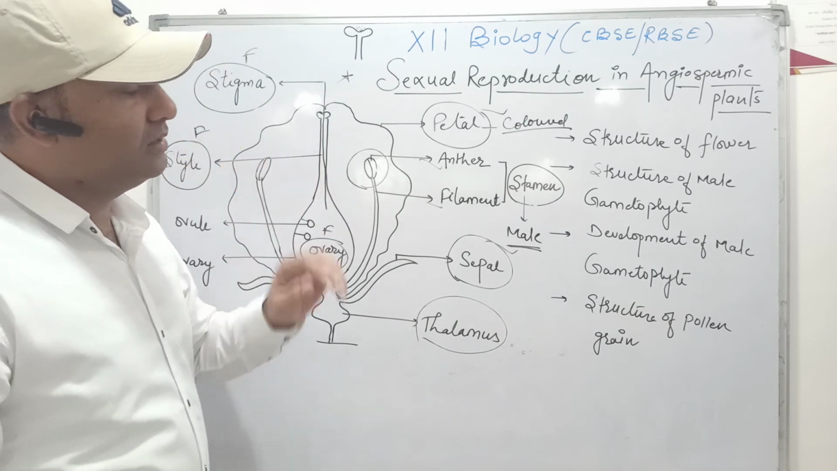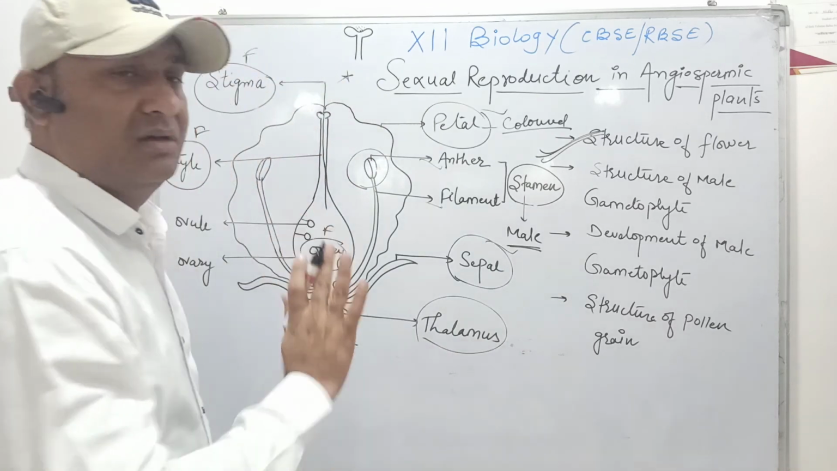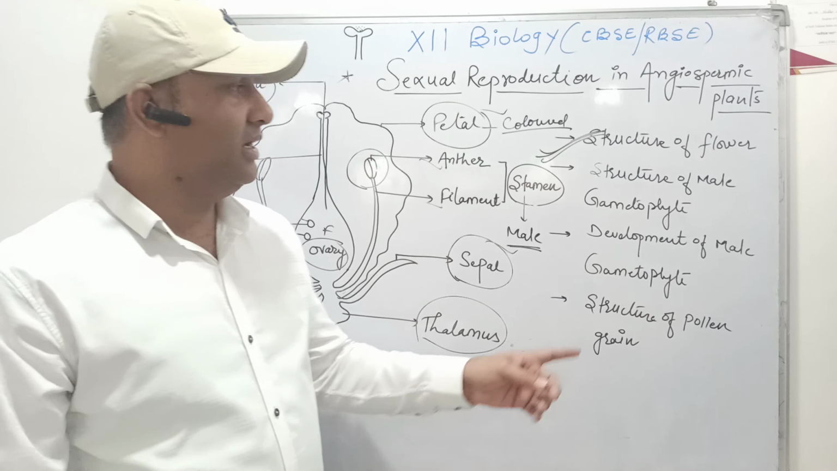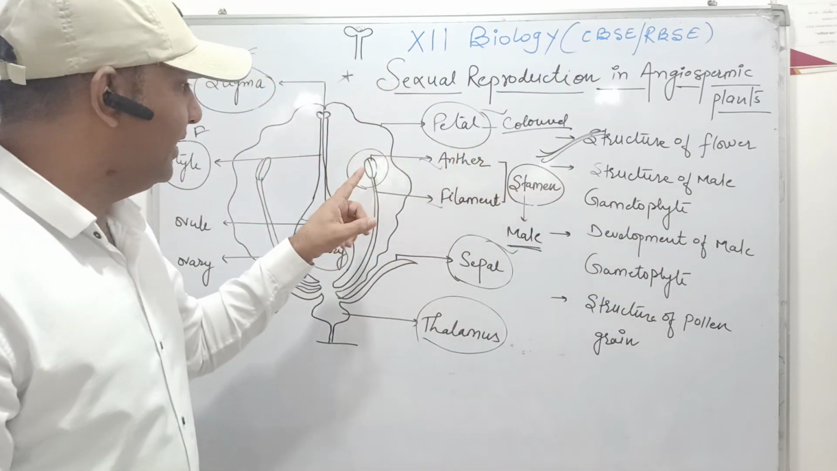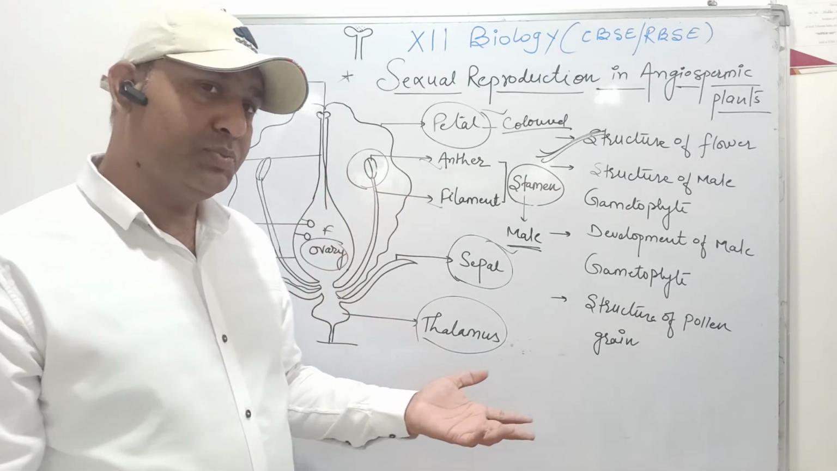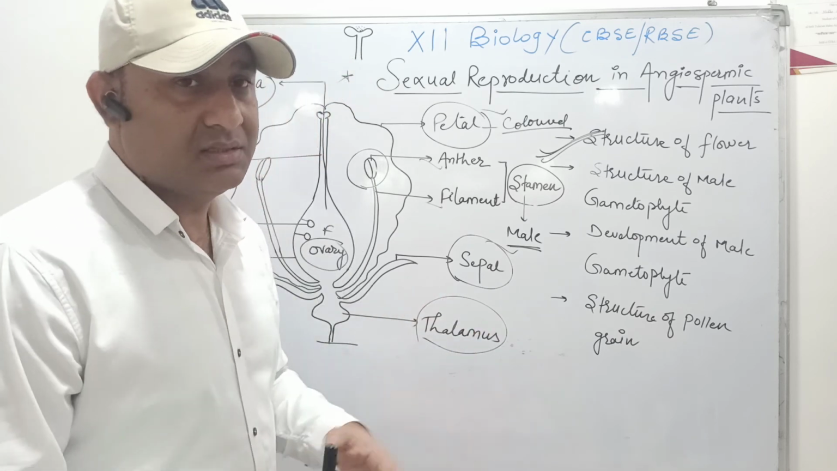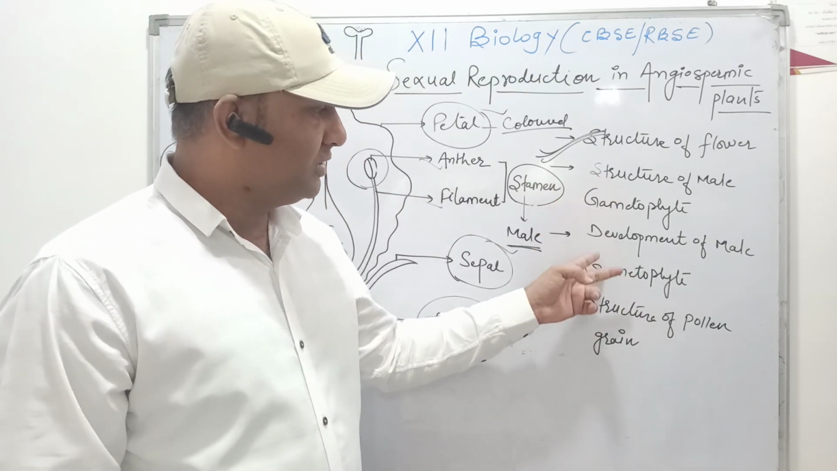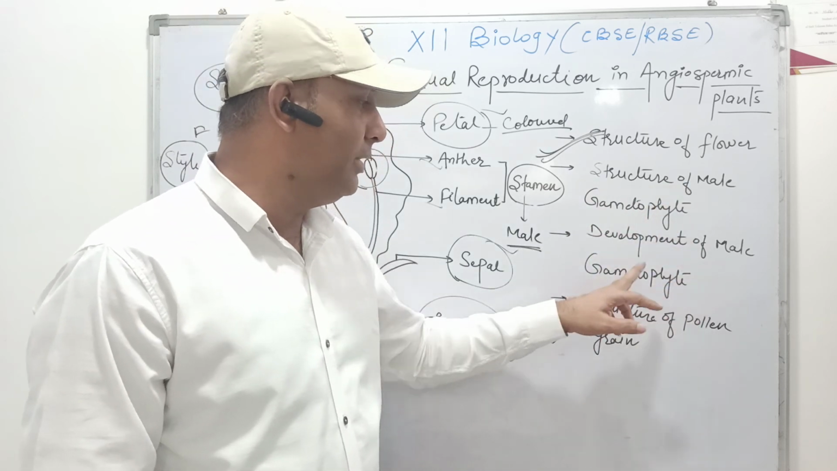Clear? So the first topic is complete, which is the structure of the flower with functions. In the next class we will take the structure of the male gametophyte. First of all, we take the structure of the anther. In the anther, we will discuss the structure of the microsporangium. The microsporangium consists of many cells, which undergo meiosis and produce the gametes. So two topics we will take in the next class: the structure of the male gametophyte and then the development of the male gametophyte.